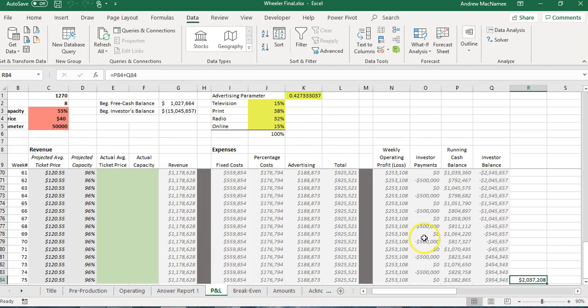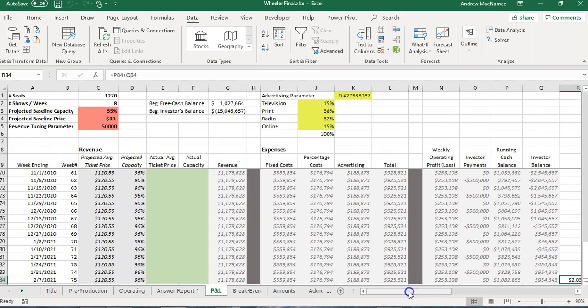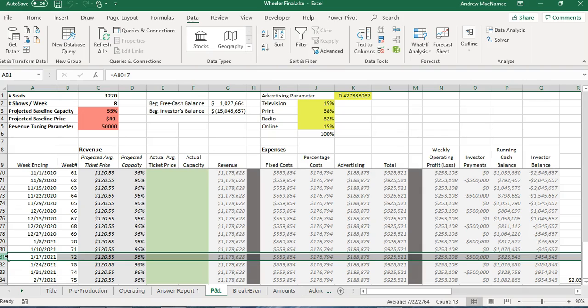So now that we know our parameters, we can look to see when our musical is going to break even. So we've returned a $500,000 chunk to the investor right here on this date. So on January 17th, 2021, that's about 72 weeks after we open, is when we would expect to break even. That is the date that we recoup our investment costs.